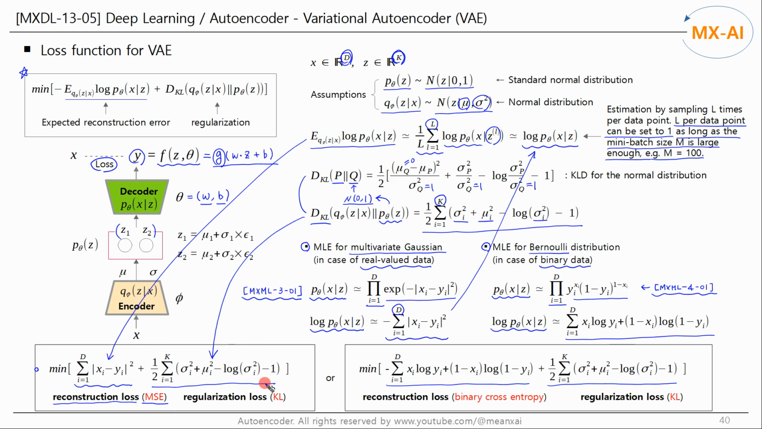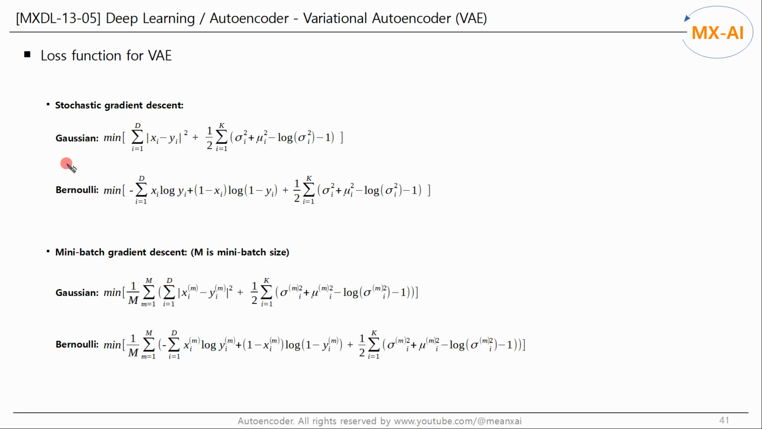These are the loss functions for variational autoencoders. Both functions are tractable and differentiable. The loss function we created on the previous page is for stochastic gradient descent using a single data point. The loss function for mini-batch gradient descent is expressed as follows, where m is the mini-batch size. We will use this expression when implementing a variational autoencoder in the next video.